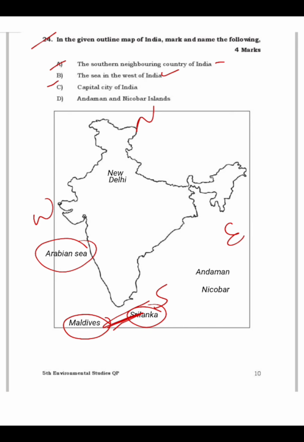Next, capital city of India. Which is the capital city of India? New Delhi. So where is New Delhi? Here is New Delhi. Next, Andaman and Nicobar Islands. You will find the Andaman and Nicobar Islands near India. Where are they? They are here. You can see the Andaman and Nicobar Islands. So this is how you have to solve the paper, children.